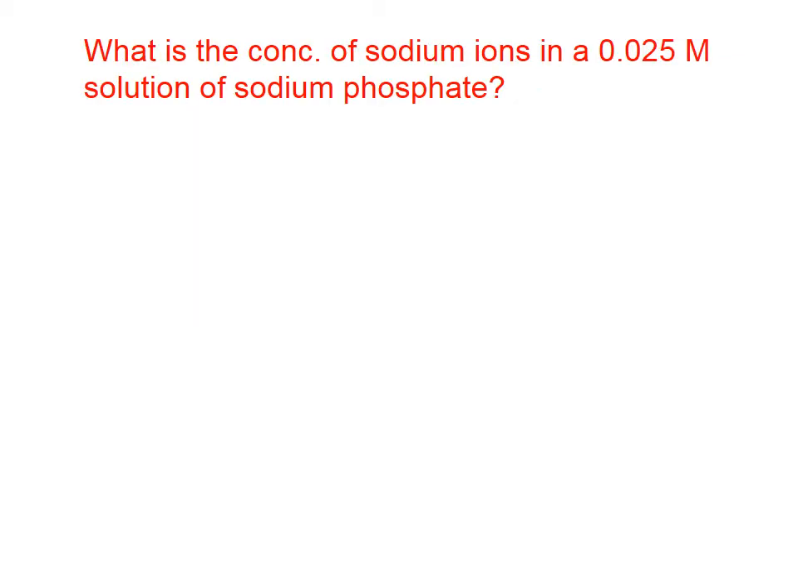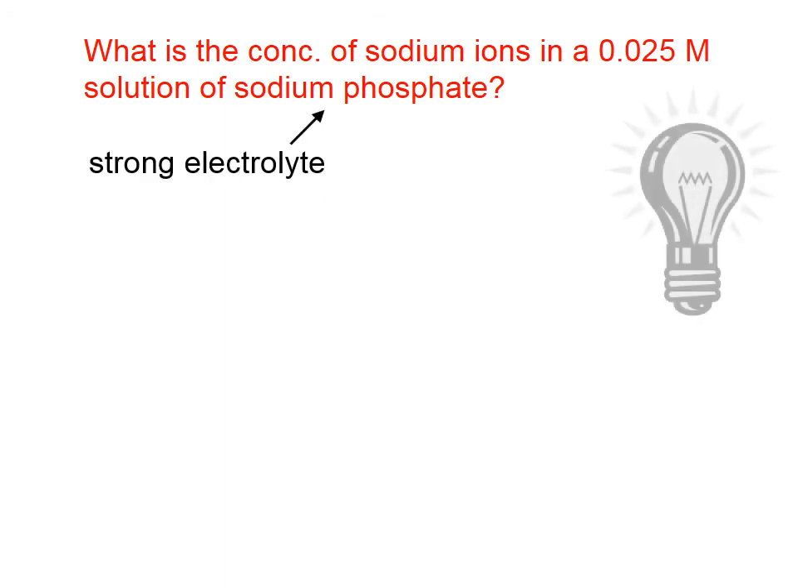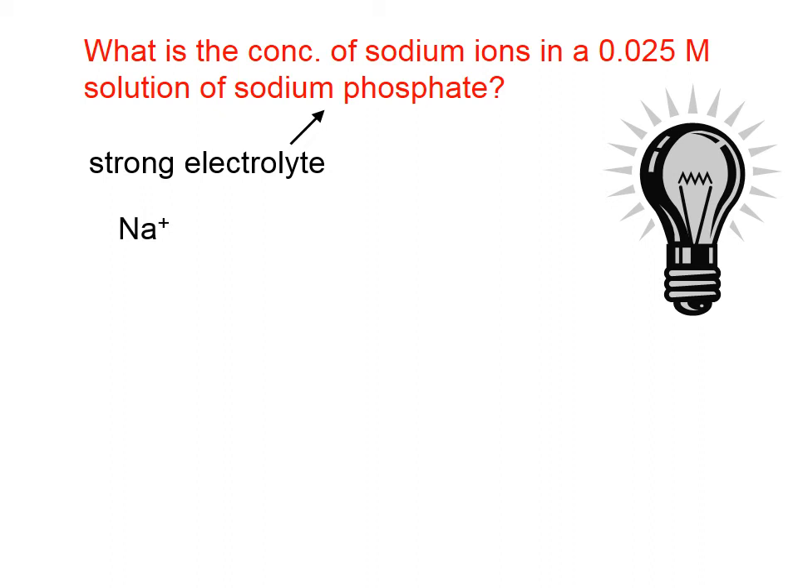Let's try one more problem. What is the concentration of sodium ions in a 0.025 molar solution of sodium phosphate? Now, sodium phosphate is a strong electrolyte, which means it has ions in solution, it has dissociated 100%. So the sodium ion has a 1 plus charge. We've memorized that the phosphate ion is PO4 3 minus, which means that the formula for sodium phosphate is right there. When those bunches get into an aqueous solution, they are of course going to dissociate in a 3-to-1 ratio, 3 sodium ions for every 1 phosphate ion.